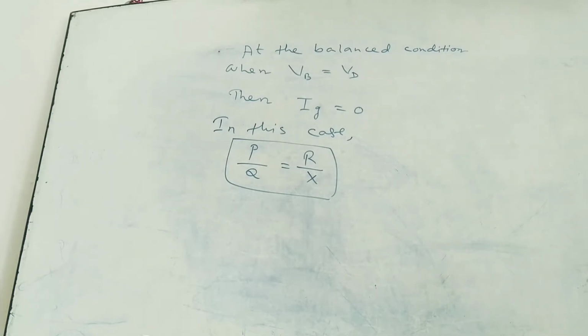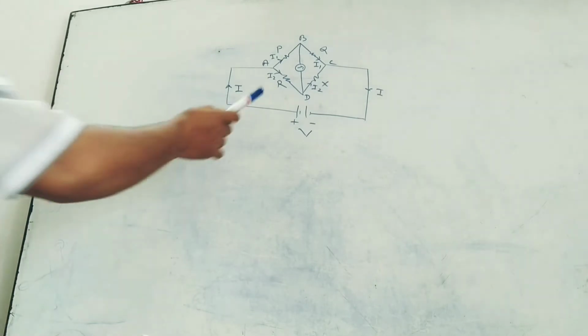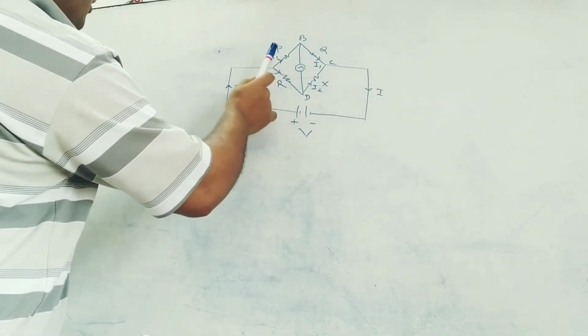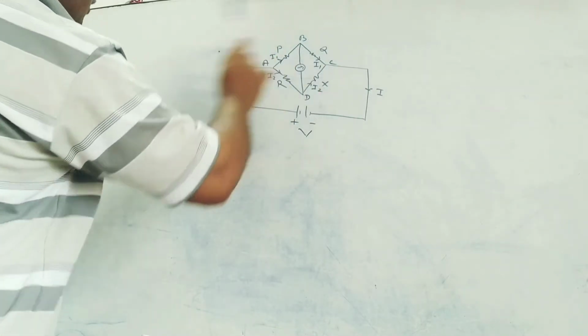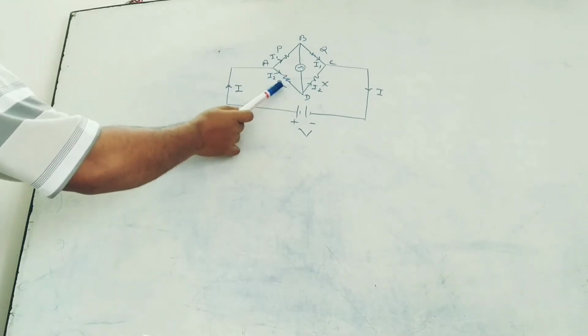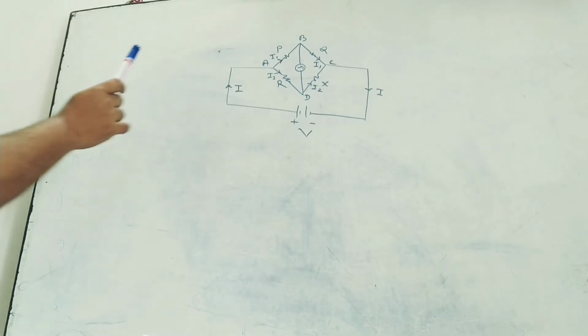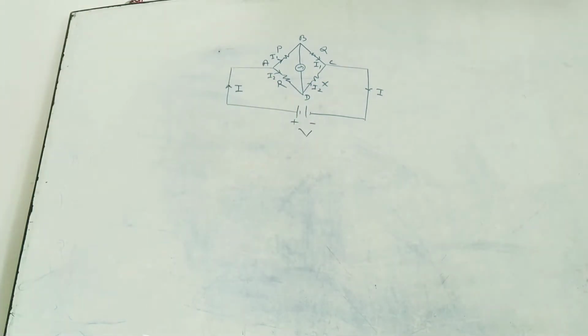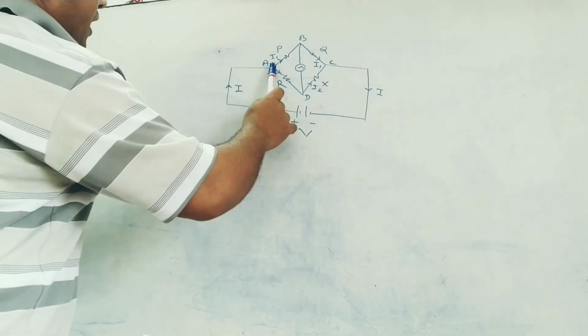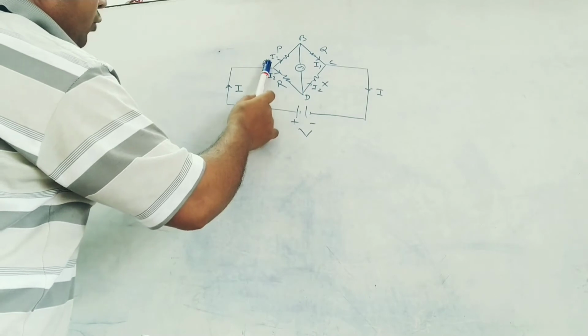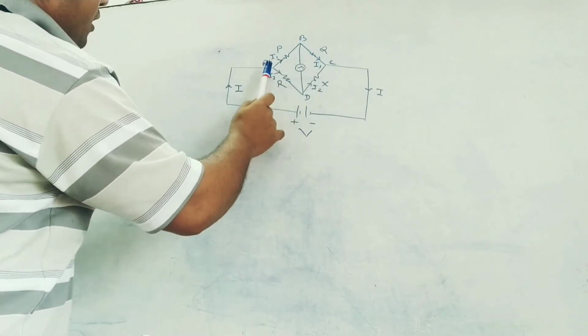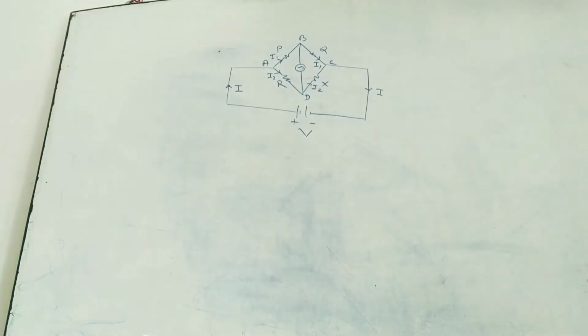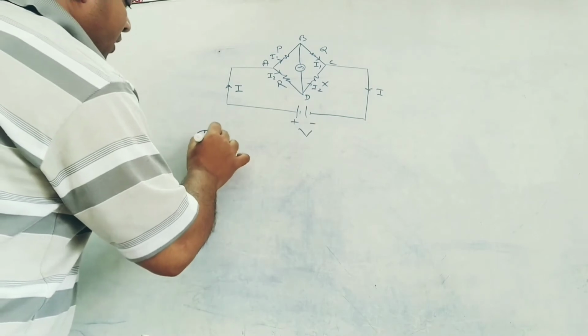Now I am going to prove this relation. In the balanced condition, current I1 is passing through resistance P and resistance Q, and current I2 is passing through resistance R and resistance X. That is, P and Q are connected in series and R and X are connected in series, and ABC is connected in parallel combination with ADC. Here we can neglect the resistance of BD in the balanced condition.